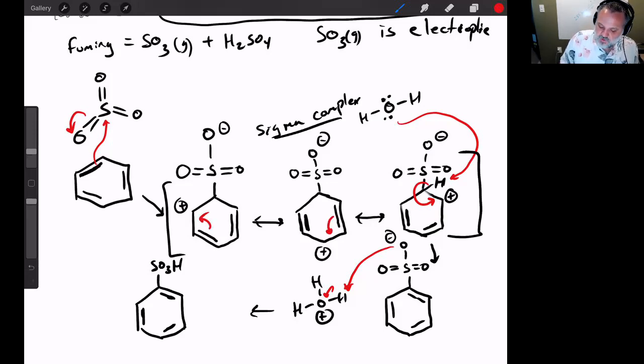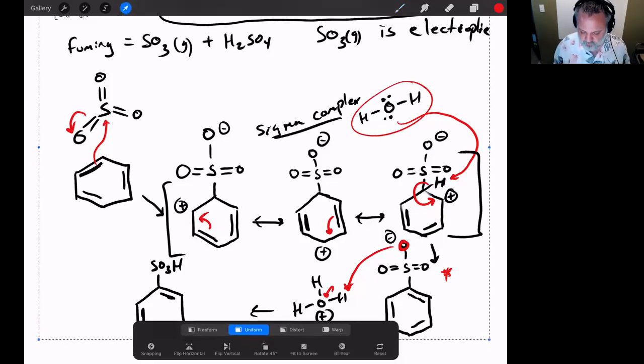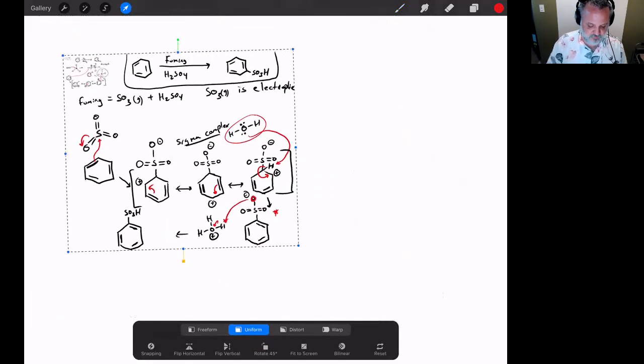And then showing something come along and acting as a base to restore the aromaticity. The only difference here was the end of the reaction. I still had a negatively charged oxygen to deal with, and I can deal with that with the H3O+ that's created in that last step. So a little bit different there. So I want to pause just a beat to see if there's any questions about that.